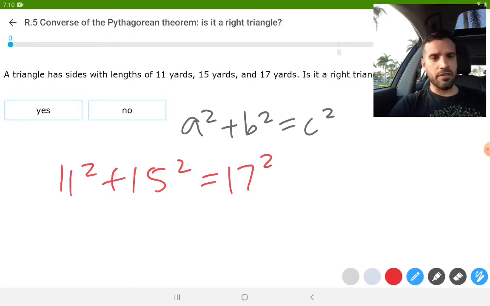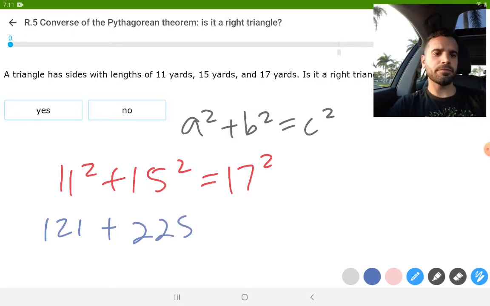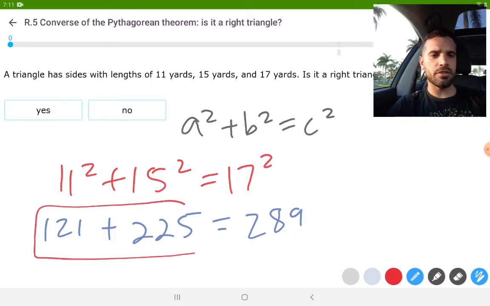So let's do 11 squared. That's going to give us 121. 15 squared is 225. And 17 squared is 289. And all we do now, boys and girls, is just add up these two sides right here and say whether or not that is equal to 289.